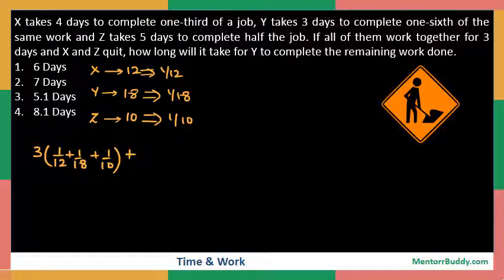Now we know that Y can do 1 upon 18 of the work in 1 day. So let us assume Y is working for D more days. So the work done by Y would be D by 18, and this finishes the work, hence it should be equal to 1. Now by solving this equation, we can easily get the value of D. So this is how we solve such a question in a conventional manner.